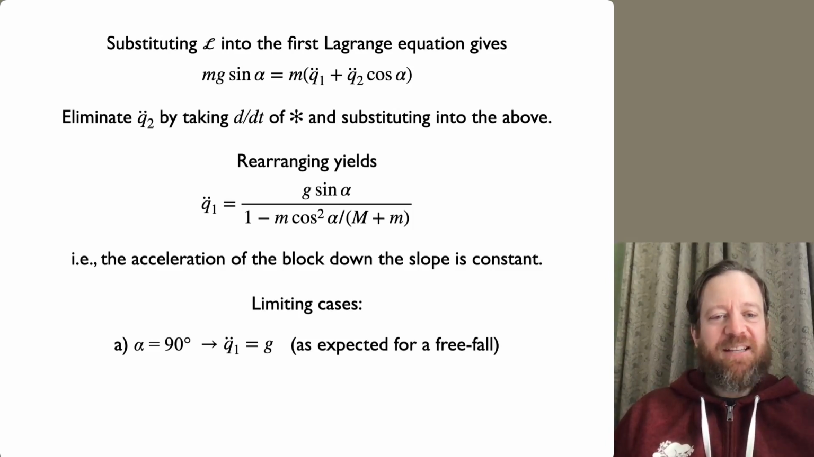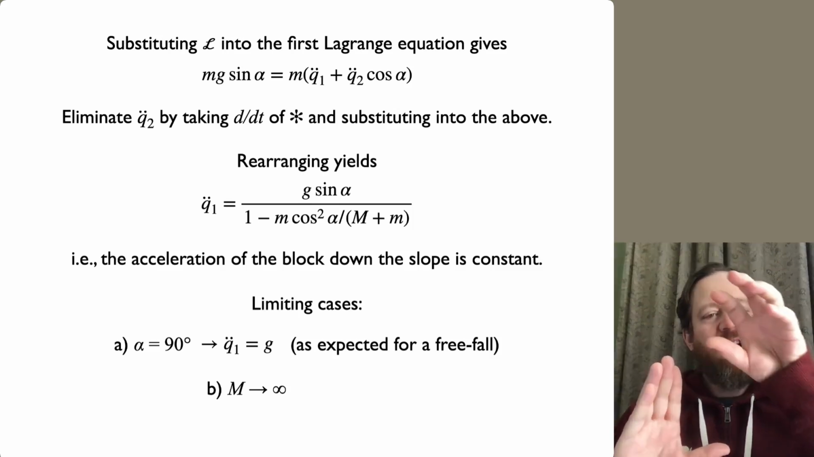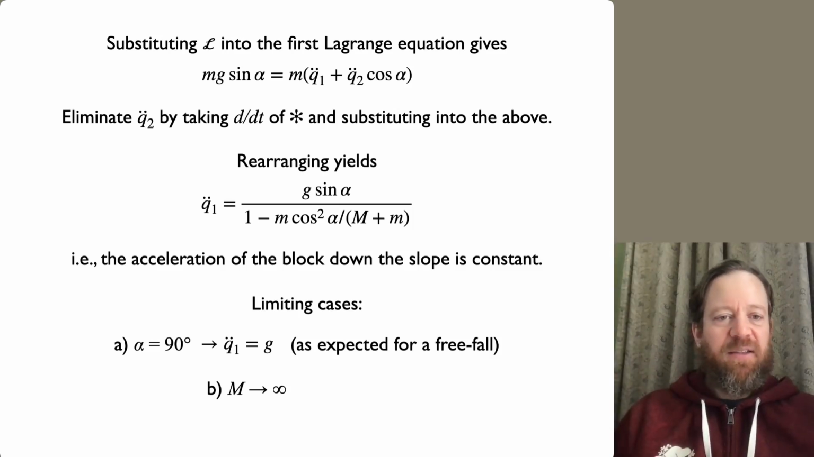The other limiting case that we can look at to confirm that our equation is sensible is to take the mass of our wedge to be very, very large. In other words, that wedge is going to be immovable. It's going to be locked there, and our block is just going to slide down that wedge. So if we take big M here to be infinite, then of course this whole term goes to 0. In other words, we're left with Q1 dot being equal to g times the sine of alpha.